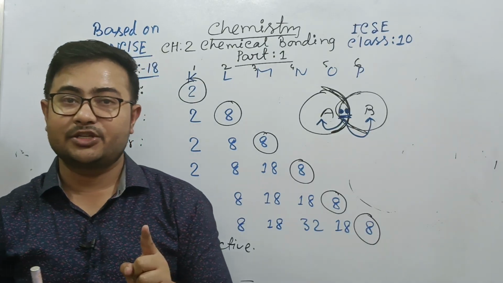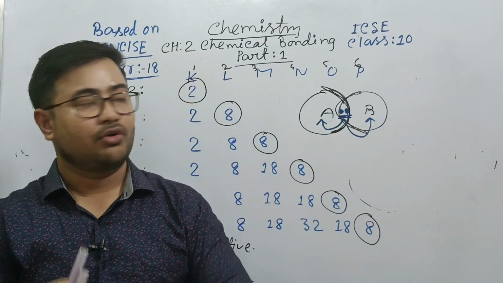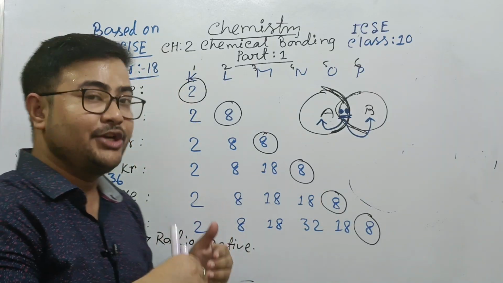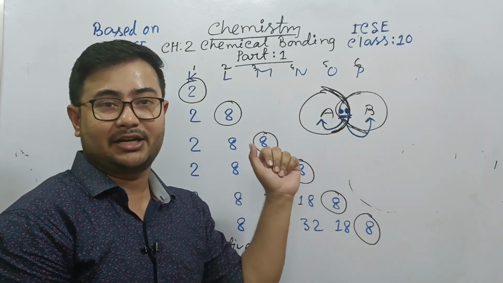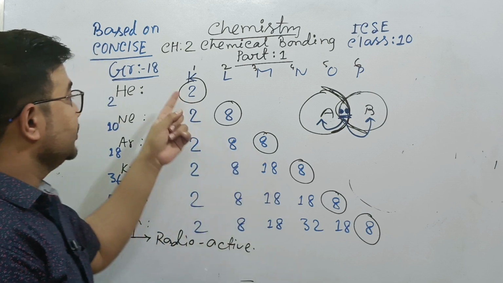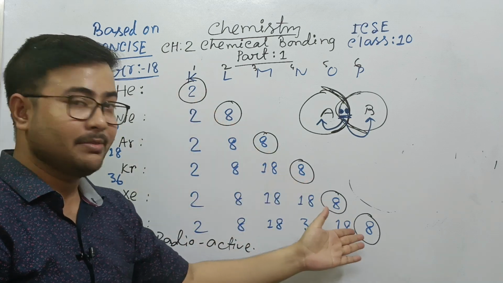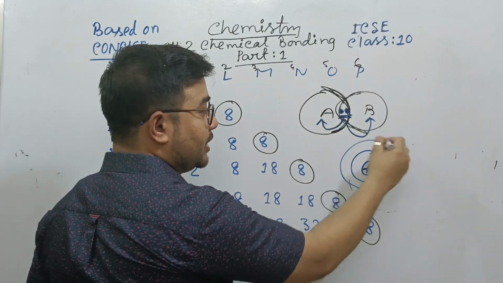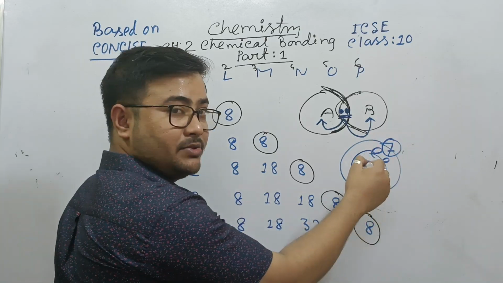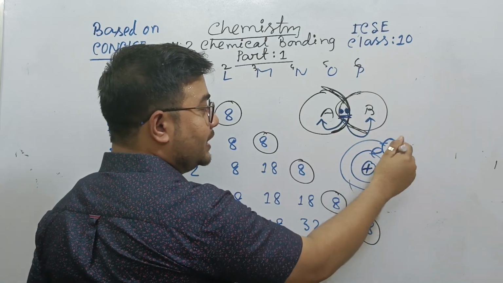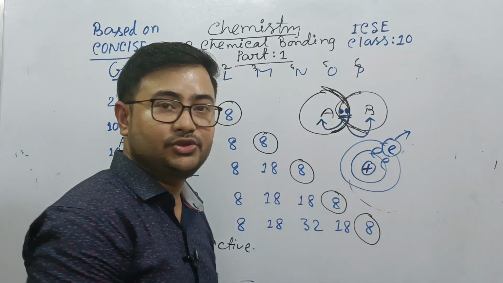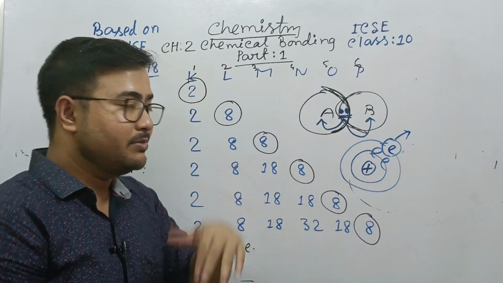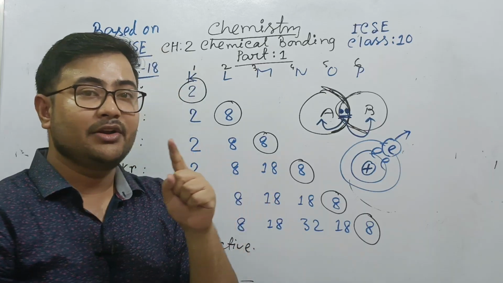So what do you mean by redistribute? Either accept or donate, or this one also, mutual share. So tell me, why do these atoms try to lose or gain or share? Simple answer, to gain the stability. They already have a stable configuration, but sometimes, as I already told, if there are 7 electrons in the outermost shell, then what will happen? It tries to accept. If the outermost shell has only 1 electron, then it will try to lose, because if it loses, the 2 electrons will be open. So sometimes lose, sometimes gain, sometimes share. So this is called redistribution.